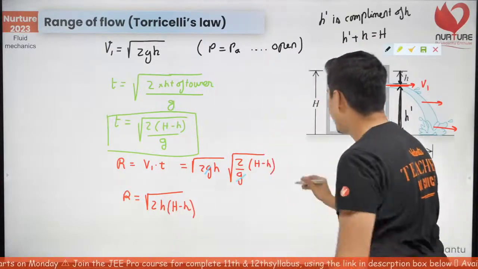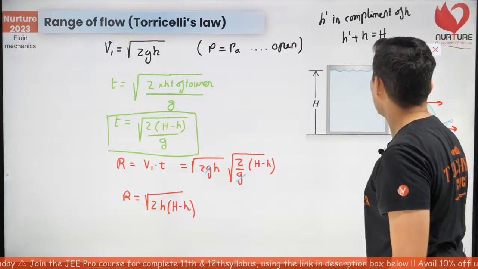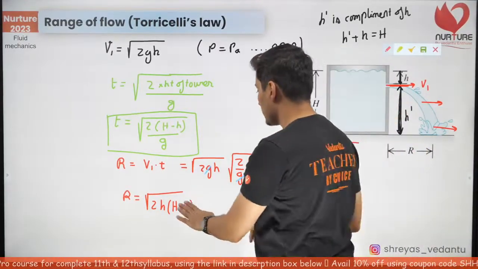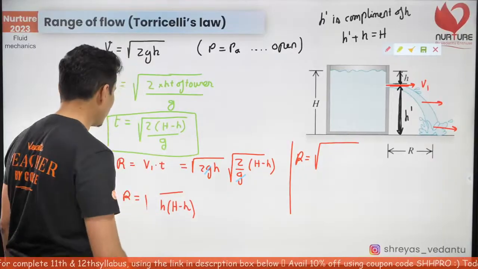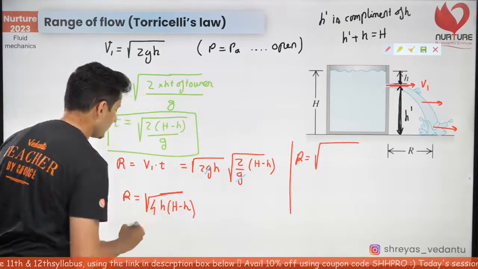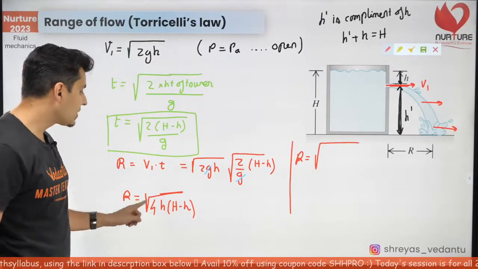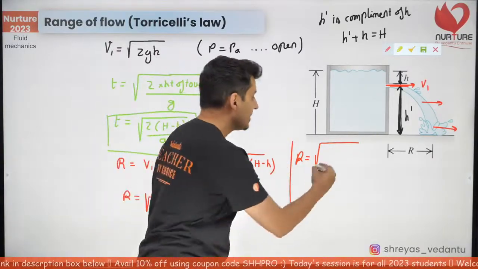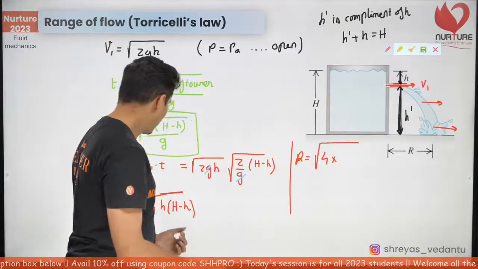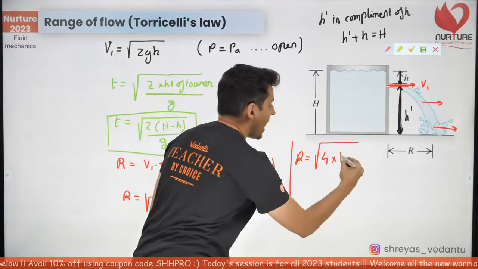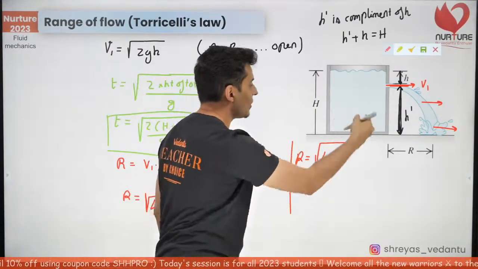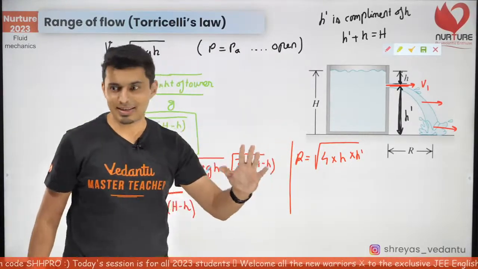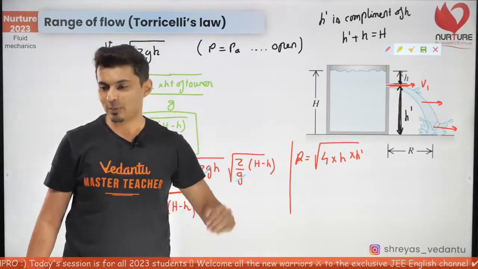Now, over here, I would love to remember this formula like this. Sorry guys, I just forgot a 2 over here. This was 4 times H into H minus H. So the range will be 4 times H into H minus H, which is the complementary height, so basically H prime. It's very easy to remember.